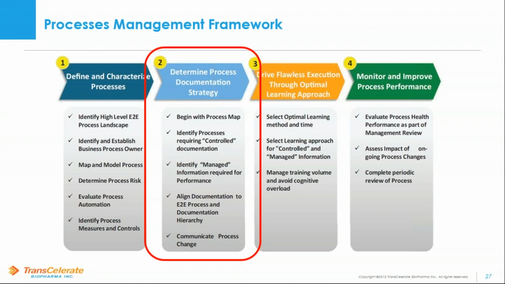So to cover our second pillar, I'd like to hand it over to Carol Southwood. Thank you. So now we'll review the second pillar of the process management framework, which is determine process documentation strategy. The topics we'll discuss are beginning with the process map, identifying processes requiring controlled documentation, identifying managed information required for performance, aligning documentation to end-to-end process and documentation hierarchy, and communicating process change.